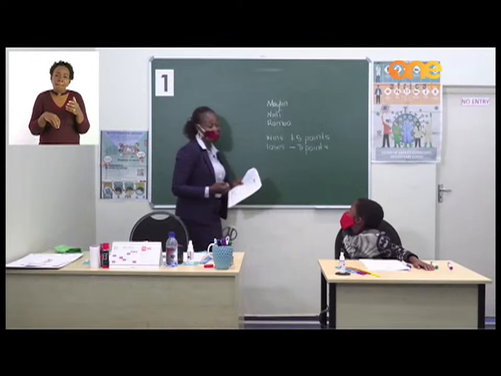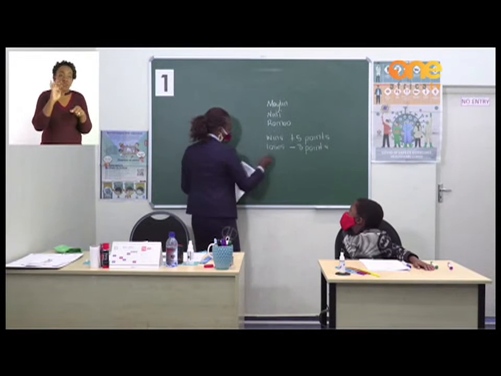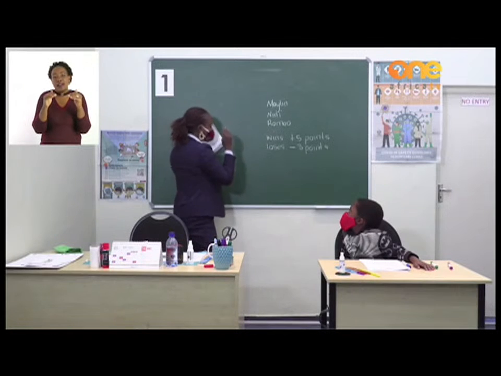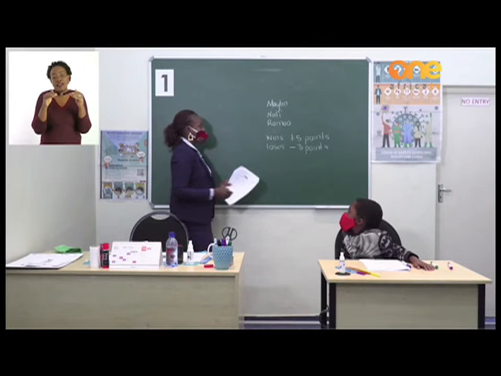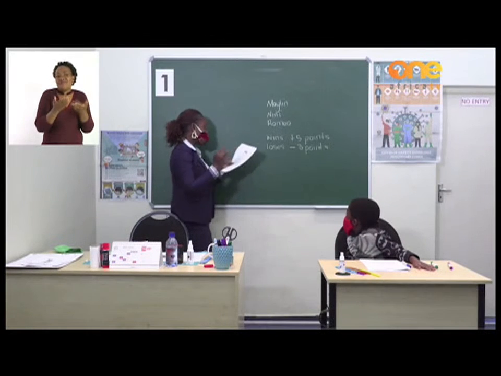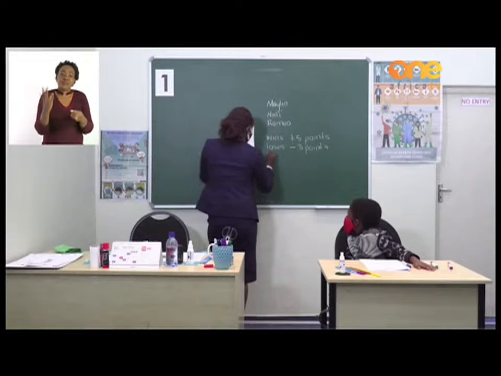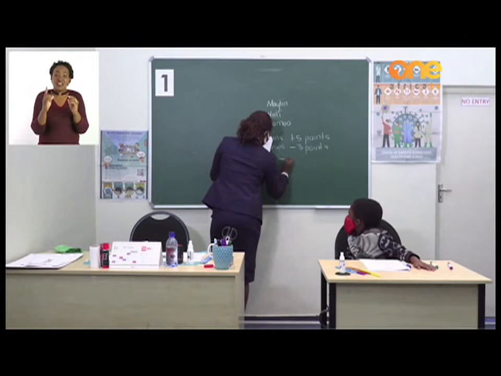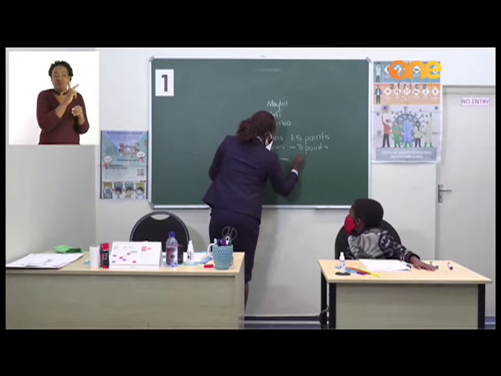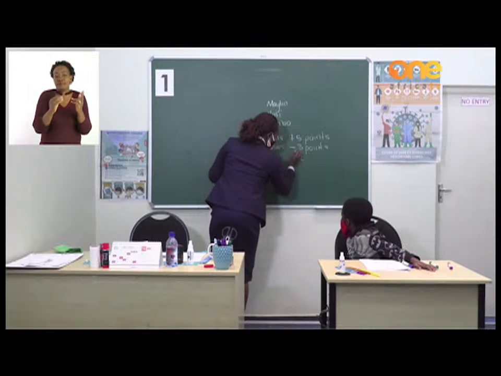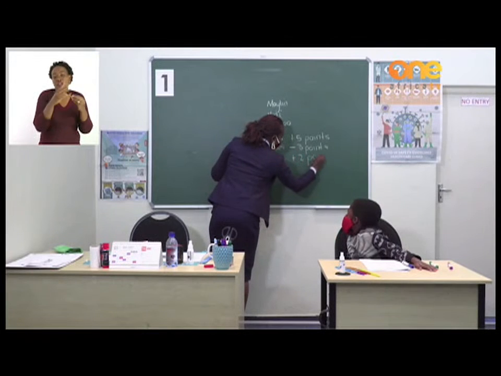If it's a tie, it means they have the same score. Maybe it's 1-1 or 2-2. If it's a tie, each player gets 2 points. So it's plus 2 points.